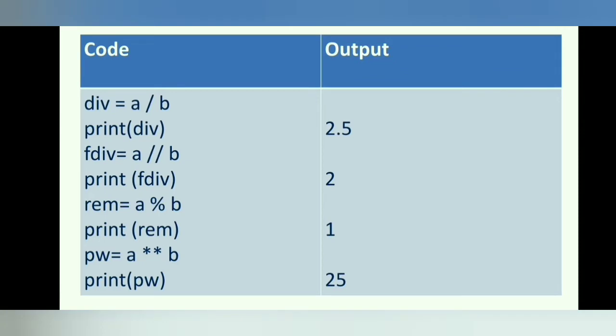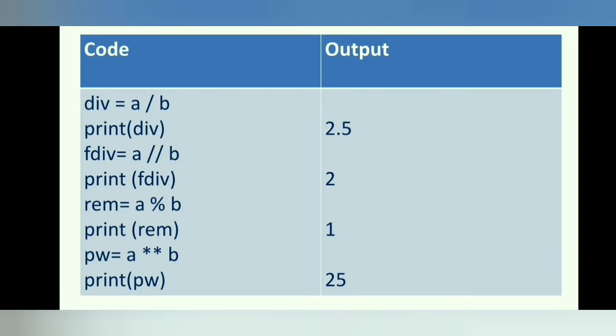A division b is assigned to div, print div, the output will be 2.5. The output will be in floating point number. For example, if we divide 4 by 2, the output will be 2.0, not 2 in Python. The output will always be a floating point number in the case of division operator.